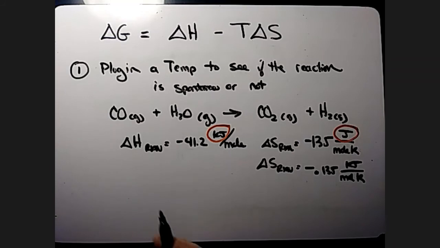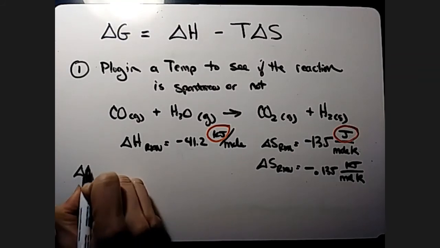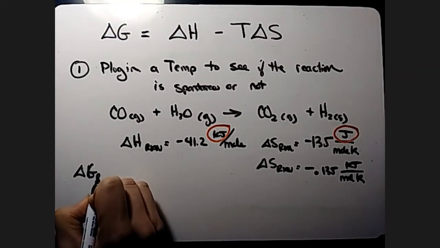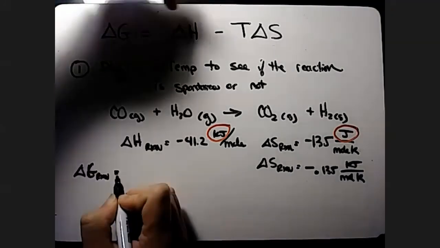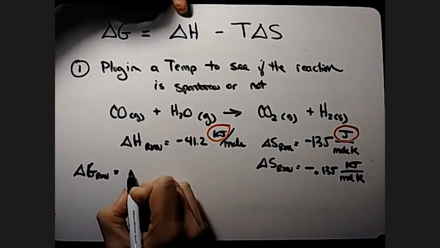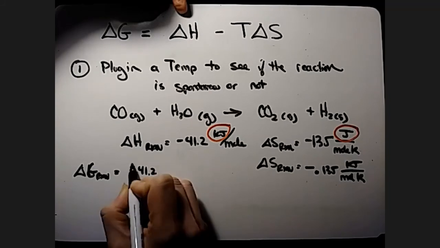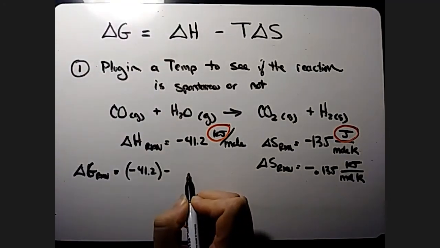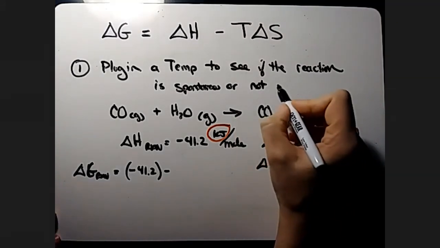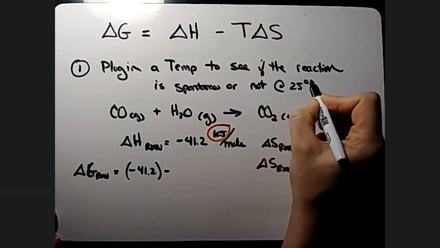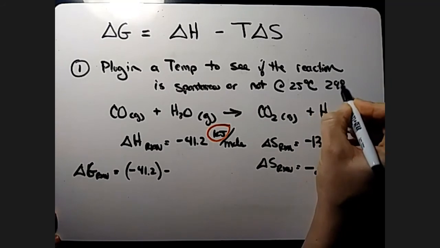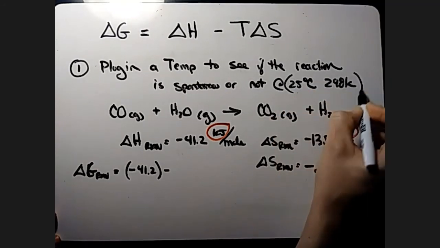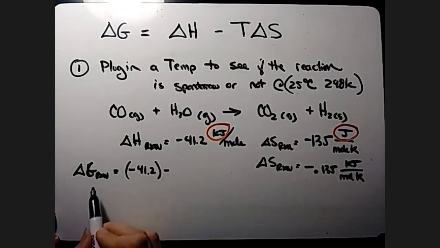All right, I think it's time that we start thinking about plugging and chugging. So our delta G of our reaction equals delta H, that's negative 41.2, minus the temperature. And by the way, I should probably have mentioned that this is at 25 degrees Celsius, so that's 298 Kelvin. Temperature has to be provided if you're trying to calculate the G.